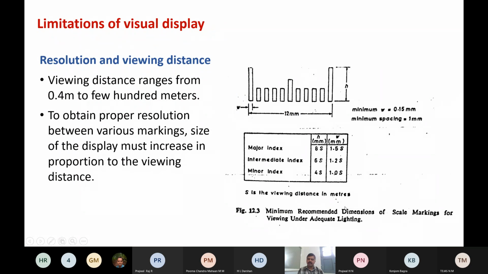Okay, so minimum recommended dimensions of scale markings for viewing under adequate lighting. So S is the distance. Okay, so there are different indexes. Again, this depends on the value of S. S is the distance, viewing distance, the actual display and the location of the operator or user of the machine. Okay, considering that we have some indexes, major index, intermediate index and minor index, where you have height and width of these graduations or scale markings.